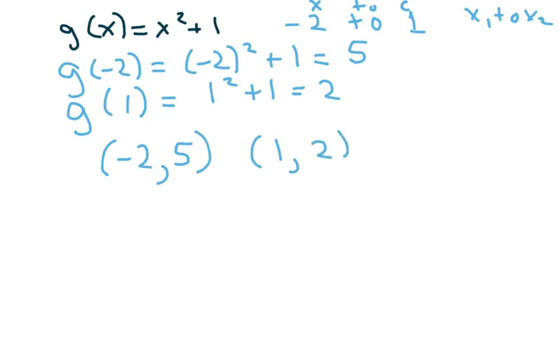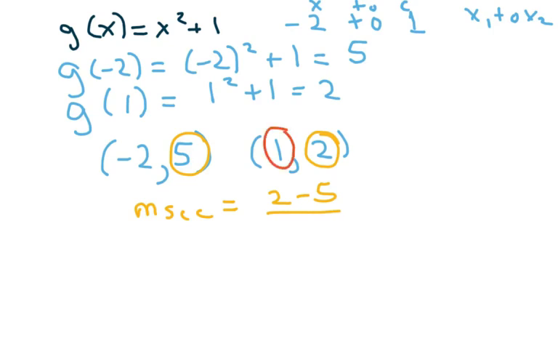So we'll do this. You can just do the slope formula. So we have the slope of the secant line is 2 minus 5 over 1 minus a negative 2. So this gives me negative 3 over 3, which gives me negative 1 again.